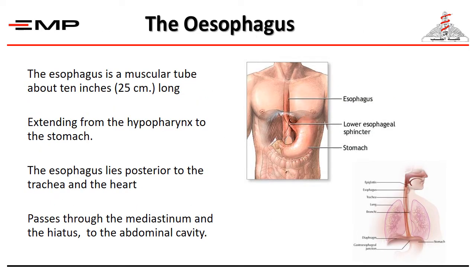The esophagus is a muscular tube about 25 cm long. It extends from the hypopharynx to the stomach. It lies posterior to the trachea and the heart in the chest, and it passes through the mediastinum through the esophageal hiatus to the abdominal cavity.